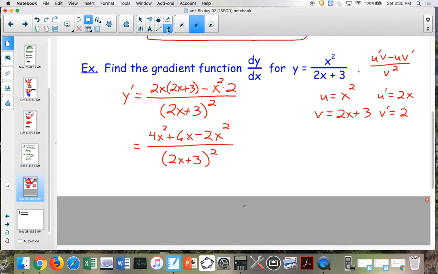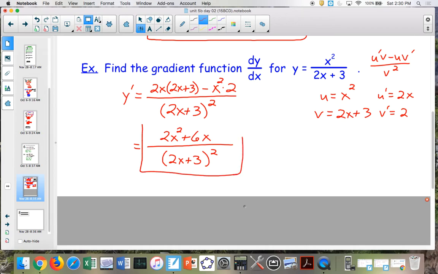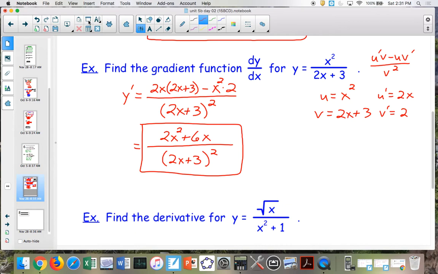And now on the top, I do have like terms. So 4x squared minus 2x squared I can combine, and that'll give me a positive 2x squared plus 6x. We could factor a 2x out of the top, and we'd have an x plus 3, but that wouldn't help us cancel anything, so that's good. All right, let's try one more.